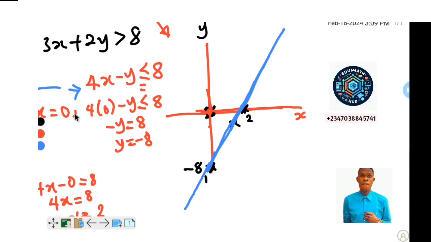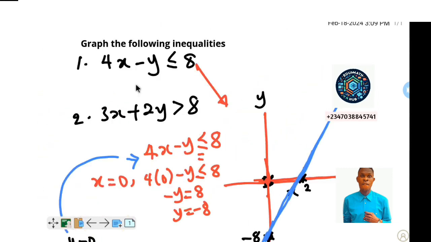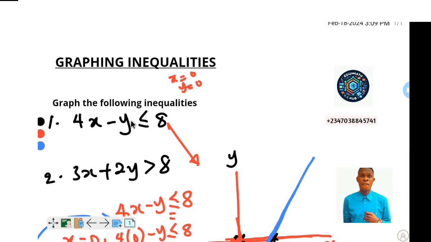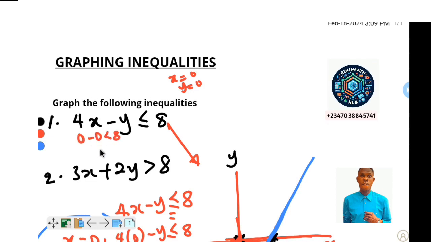Now if you test the value there, this is the equation that we have. If you use the origin as a test point, anywhere you see x, you put 0, and anywhere you see y, you put 0. That's the origin, because the origin is x equals 0 and y equals 0. So go to this equation and put x equals 0 and y equals 0. 0 times 4 is 0, so you have 0 minus 0 less than 8. 0 minus 0 is 0, so you have 0 less than 8.